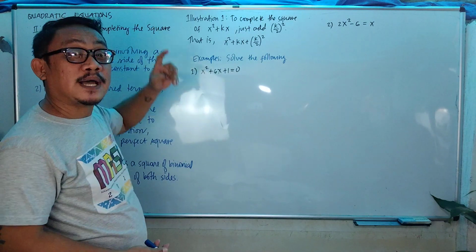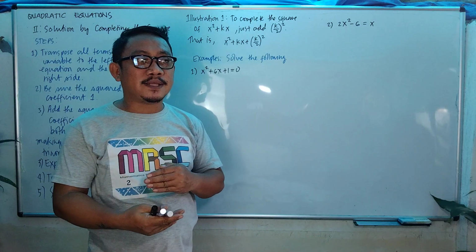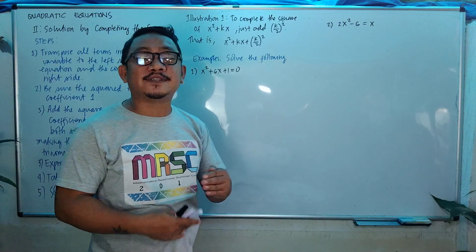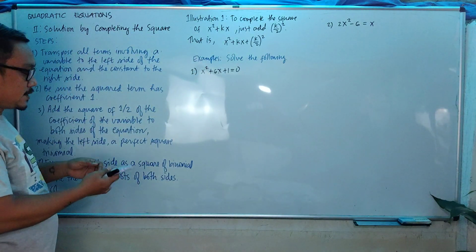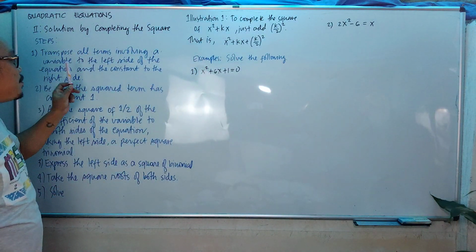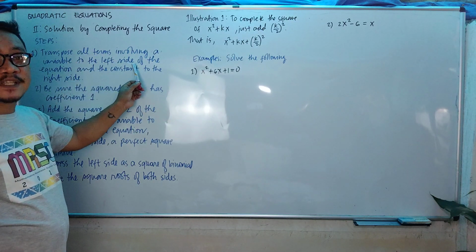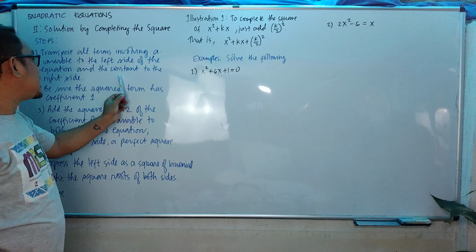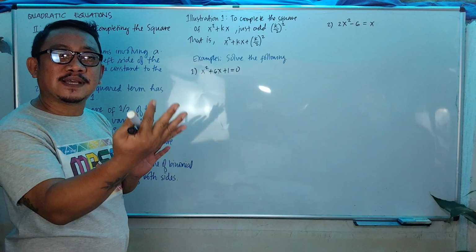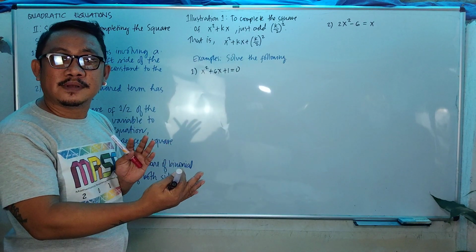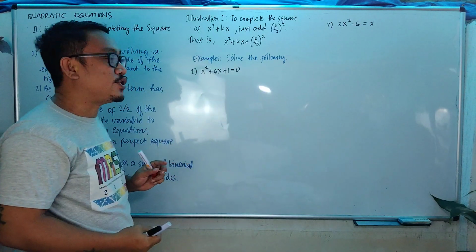So we have to consider some steps so that it will be easier to understand the concept from the steps that we will follow. Step 1, transpose all terms involving a variable to the left side of the equation and the constant to the right side of the equation. So we should move to the left side the terms with variables, and the constant or number alone goes to the right side of the equation.